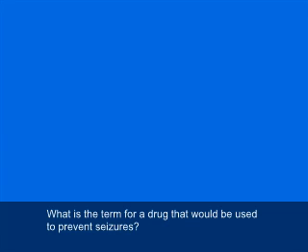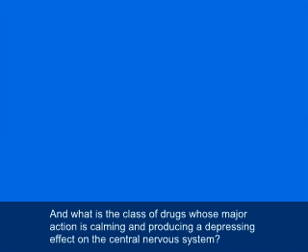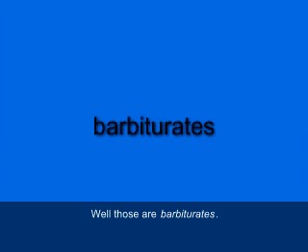And what is the term for a drug that would be used to prevent seizures? That's an anticonvulsant, A-N-T-I-C-O-N-V-U-L-S-A-N-T. And what is a class of drugs whose major action is calming and producing a depressing effect on the central nervous system? Well, those are the barbiturates, B-A-R-B-I-T-U-R-A-T-E-S.